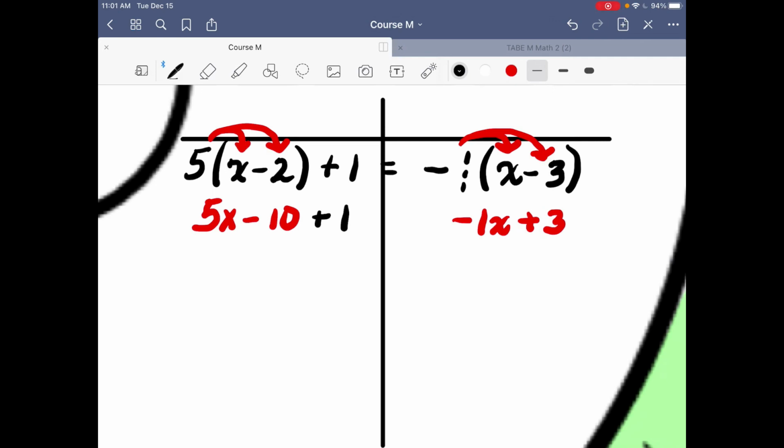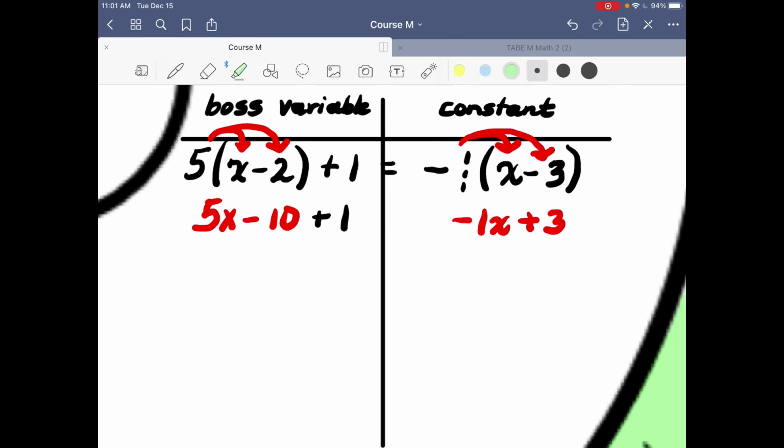Okay, then I can decide about variables because I have a 5x on one side, a 1x on the other side. The 5 is going to be the boss variable. It's bigger. So we're going to make that side the variable side and this side the constant side. Before I do that though, I need to combine like terms. I have a negative 10 and a positive 1. That's going to give me a negative 9. And copy.